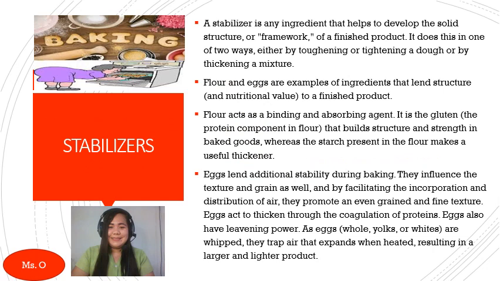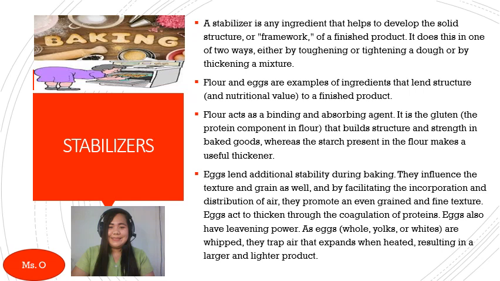Stabilizers. A stabilizer is any ingredient that helps to develop the solid structure or framework of a finished product. It does this in one of two ways, either by toughening or tightening a dough, or by thickening a mixture. Flour and eggs are examples of ingredients that lend structure and nutritional value to a finished product. Flour acts as a binding and absorbing agent.